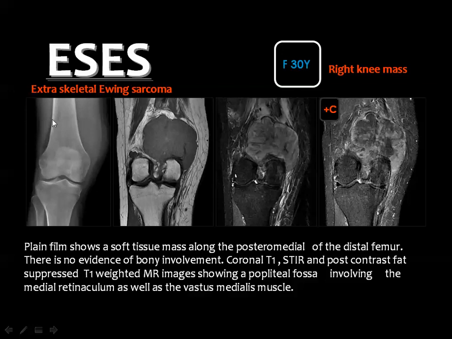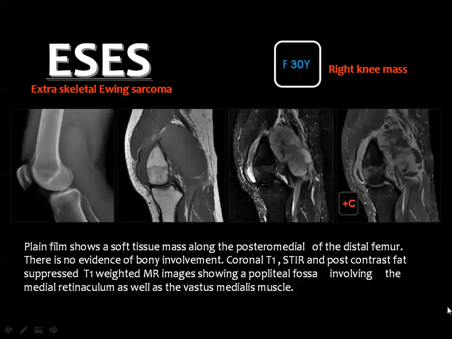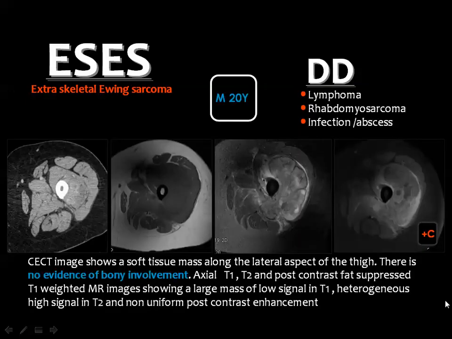You see the plain film shows a soft tissue tumefaction with no involvement of the adjacent bone. And in the coronal T1, the tumor is low signal, T2 and STIR heterogeneous high signal and heterogeneous post-contrast enhancement. This is also the same case, but you see the lateral X-ray showing the mass in the back of the knee, and is low signal in the T1, high signal in the T2, and the heterogeneous post-contrast enhancement.